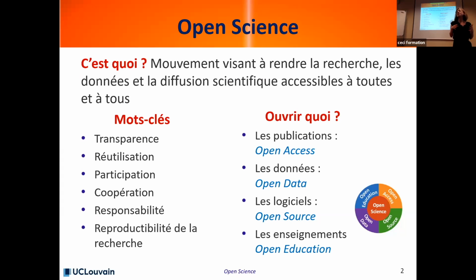So what is open science? Open science started about in the 90s, and it's a large movement that wants every research outputs to be available to the large society, including, of course, researchers, but also the civil society and politicians, for example. So open science is about transparency of science. It's about reuse of data and research output.